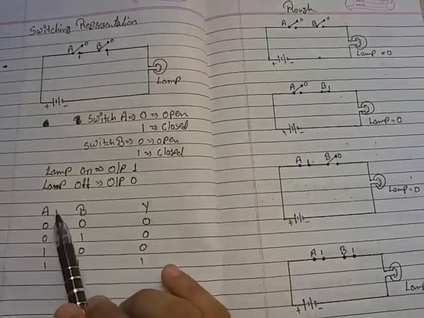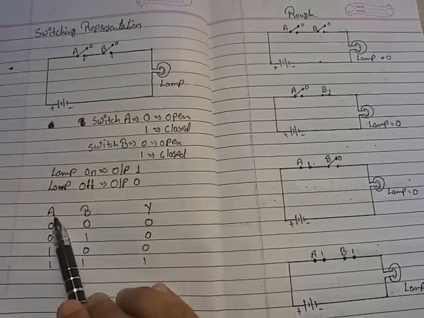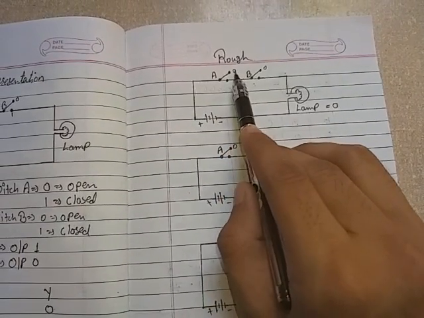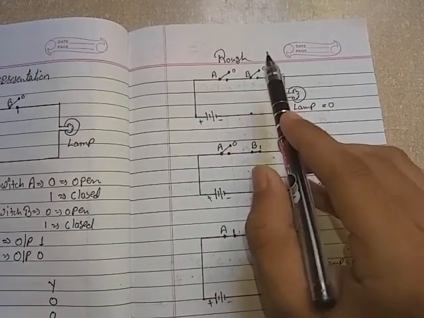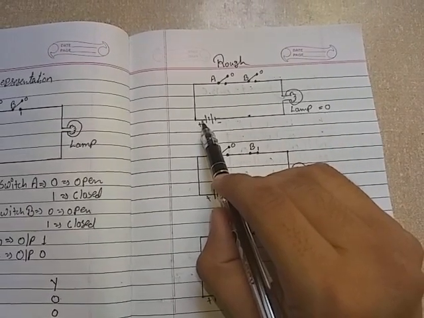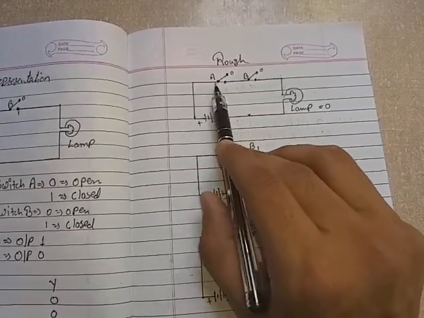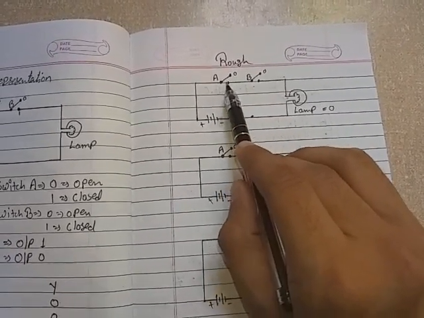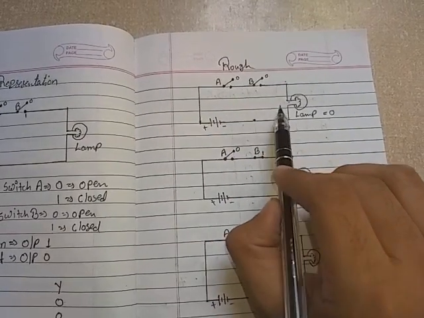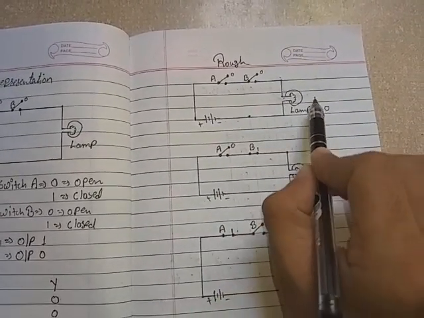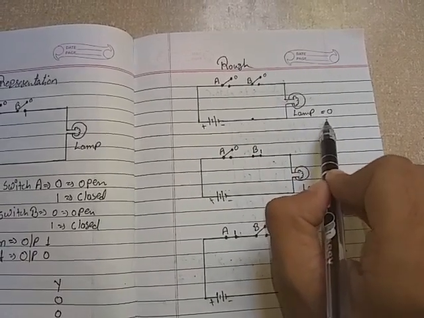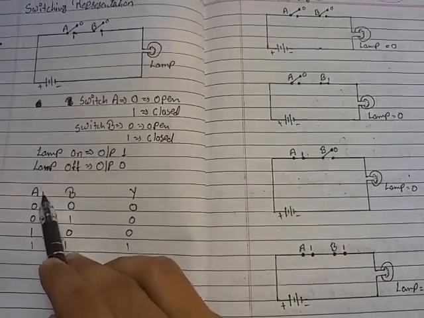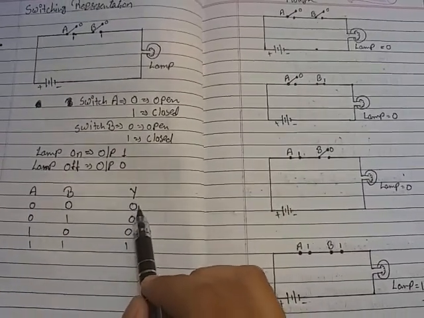Now let's see. Suppose switch A at 0 and switch B at 0. So here is the condition. As current flows from the positive terminal of the battery, it starts moving, reaches till A. Will it pass A? No. Why? Because switch A is open. Hence the circuit is not completed and lamp will not glow. That means lamp is in off state, that is 0. So when switch A is at 0, B is at 0, Y is at 0.